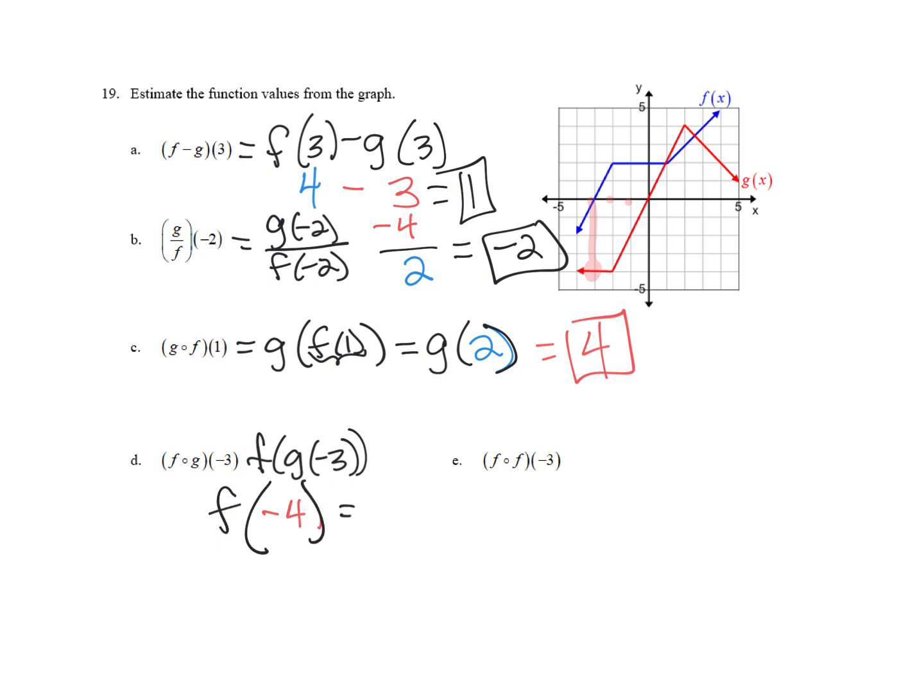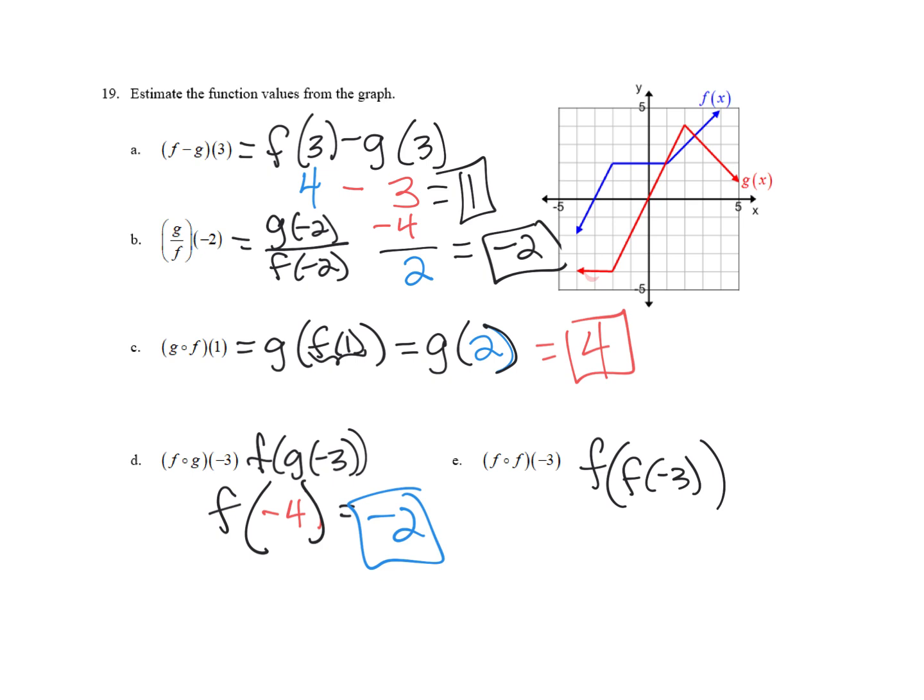equals, and now I'm going to go back to my graph and say, what is F of negative 4? Well, negative 4 is here, and the function would be here at negative 2. So that equals negative 2. So F of G of negative 3 is negative 2. So what we're doing is we're going and finding the points on the graph that we need to complete my operation. So the last one is F of negative 3.